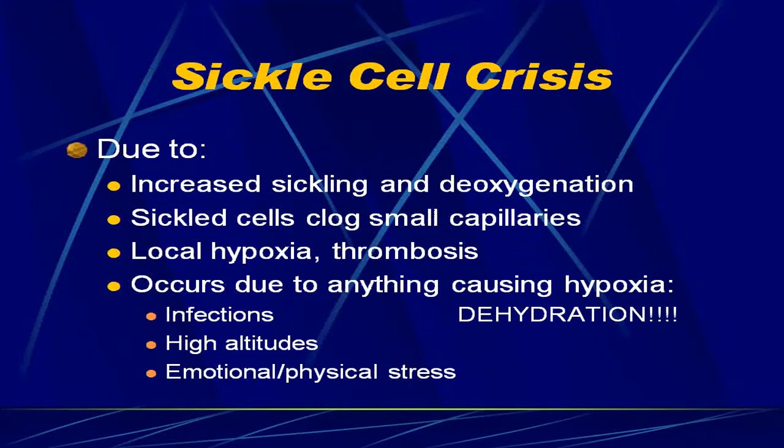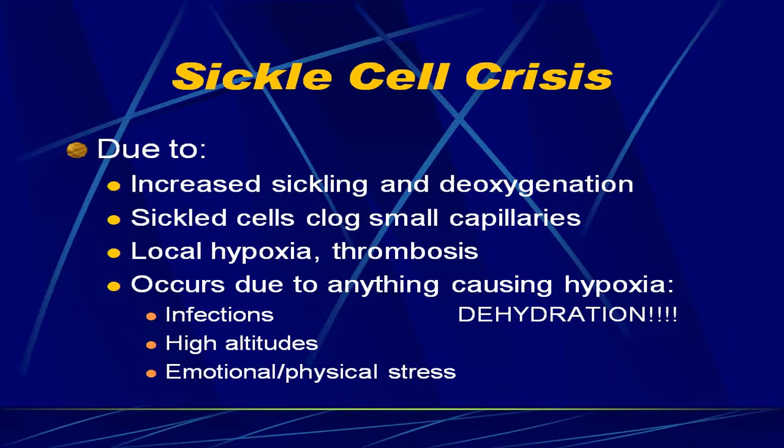And so, with a sickle cell crisis, this is due to increased sickling and deoxygenation. We have an increase of these blood cells clumping together and deoxygenation. A sickle cell does not carry oxygen appropriately.